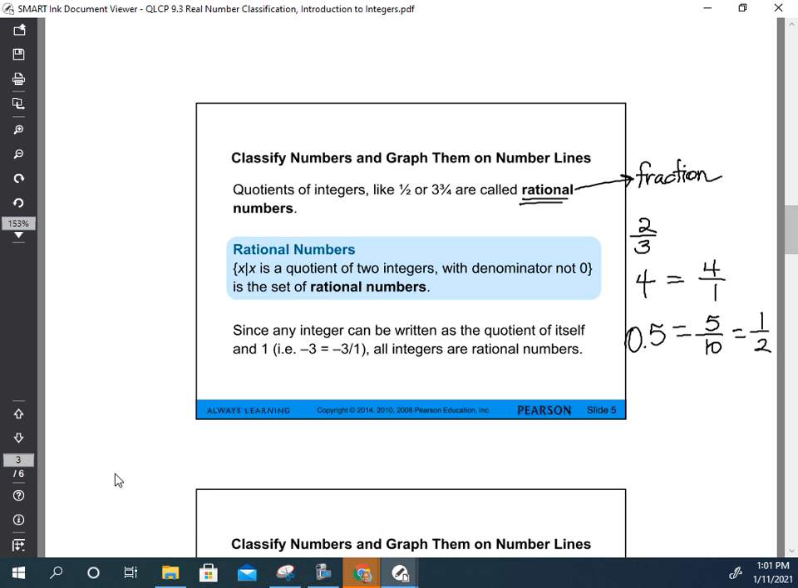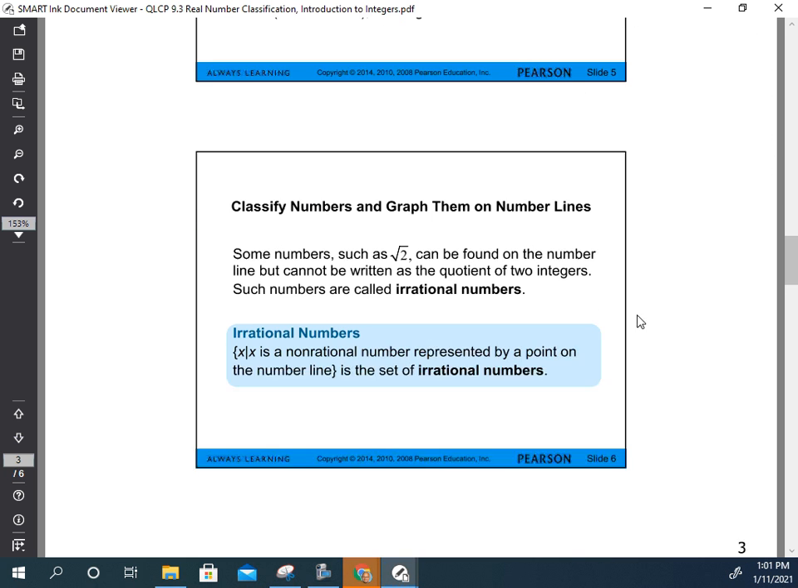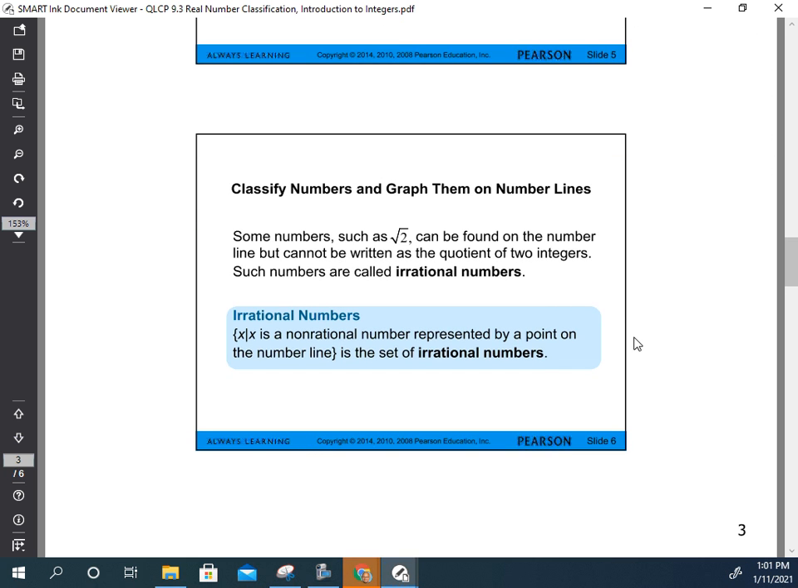The flip side to that is an irrational number. Irrational numbers mean exactly what it sounds like. It's a number that you can't write as a fraction. So you cannot write it as a fraction.